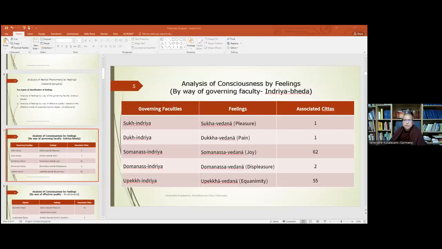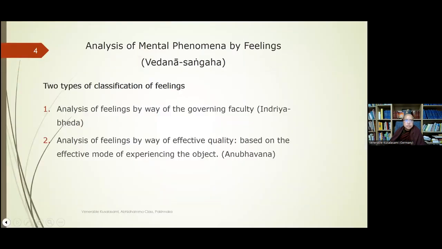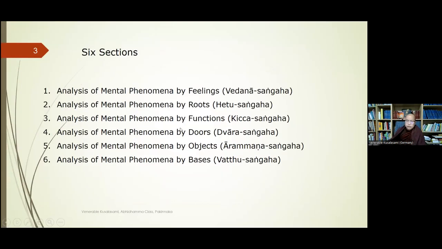So last week we started Pakinaka, yeah. In Pakinaka there are 6 sections: Vedana Sangaha, feeling; Hetu Sangaha, roots; Kicca Sangaha, function; Dvara Sangaha, tools; Arammana Sangaha, object; and Vatthu Sangaha, basis. So the first Sangaha section is almost finished, yeah. I hope I can continue to the next section.